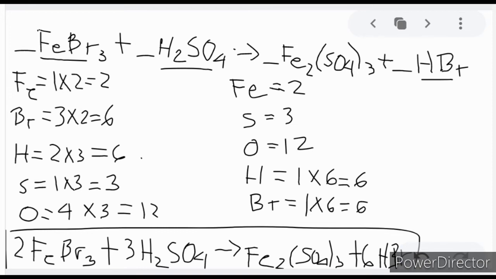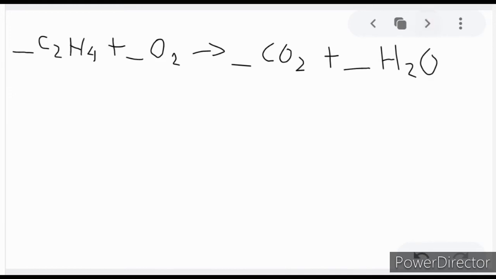Now, let's try another chemical equation. So we have blank C2H4 plus blank O2 yields blank CO2 plus blank H2O. So we have C is equal to 2 and H is equal to 4. Then we also have O is equal to 2.